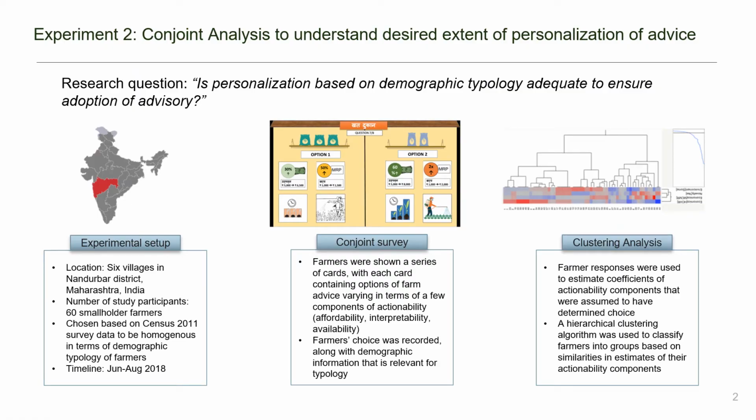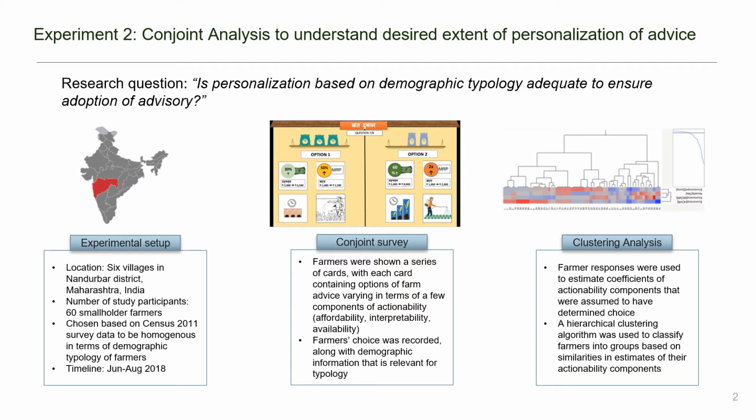As a location for our experiment, we chose Nandurbar district in the Indian state of Maharashtra. We had 60 participants from 6 villages, all within the same agroecological region and growing the same crops. We collected demographic information from the participants beforehand and made sure that they belonged to the same demographic typology. This meant that all our participants had a landholding size of less than 2 hectares and had a similar education level.